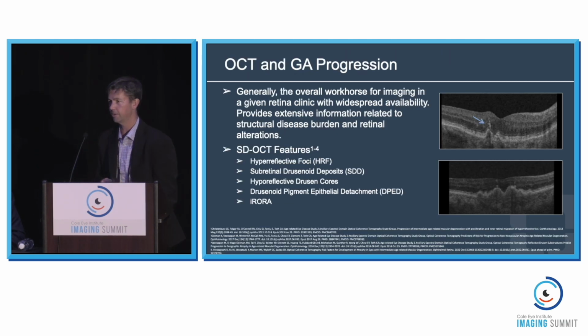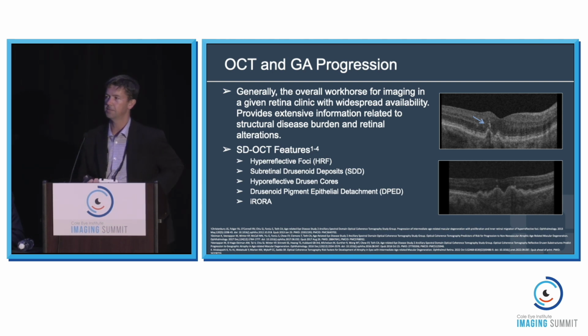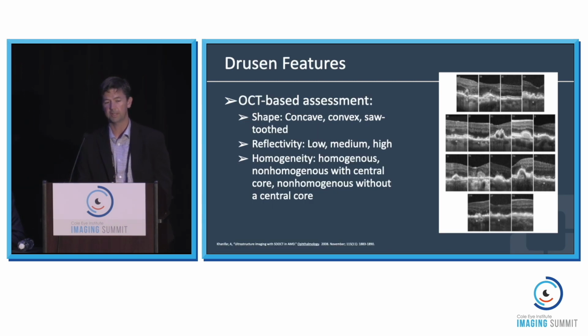And this brings us to OCT, which really is the workhorse that we use for the vast majority of the retinal diseases that we manage on a day-to-day basis. And it provides extensive information for us in terms of the structural disease burden and retinal alterations that can be there. And over time, we've seen multiple different features that many groups have identified that may have important prognostic features for geographic atrophy development as well as geographic atrophy growth. I'm going to run through some of these.